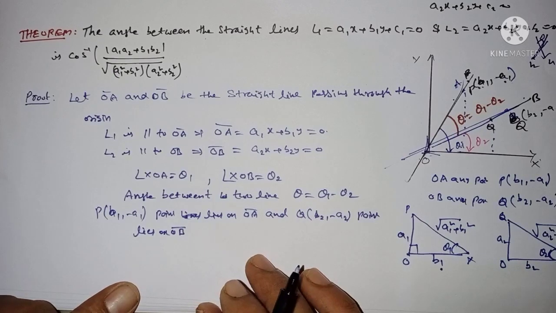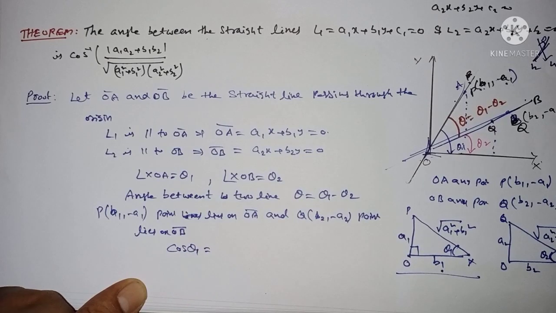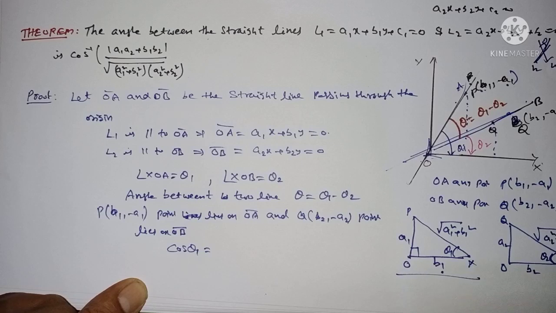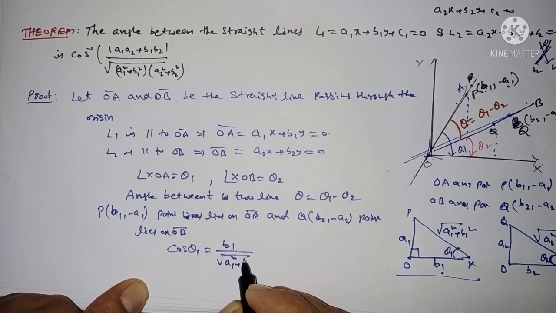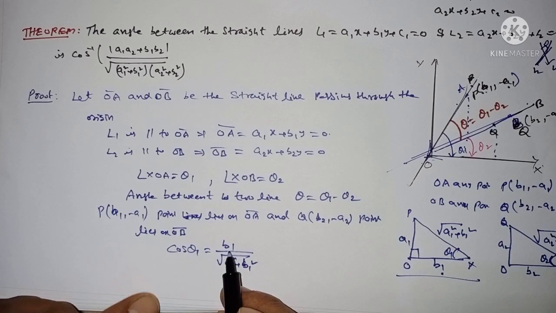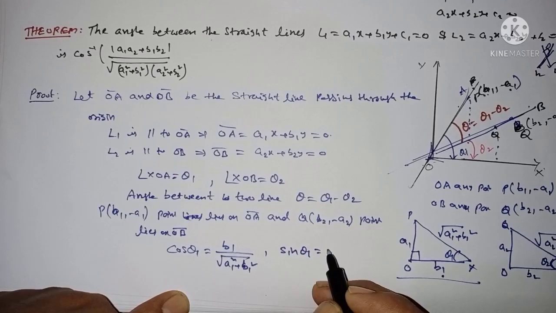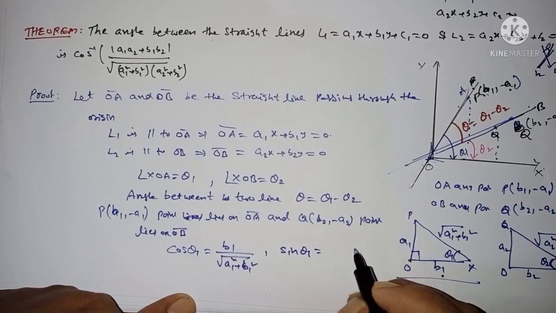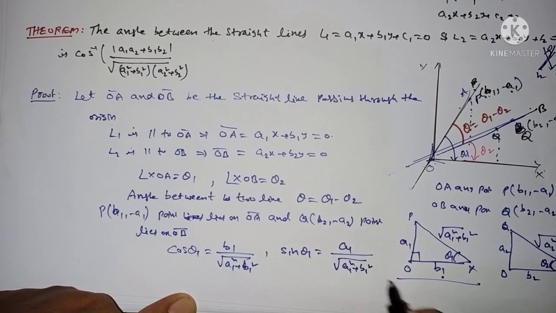Cos theta 1, in the first figure. What is the formula? Adjacent by hypotenuse: B1 by the square root of A1 square plus B1 square. And sin theta 1 is opposite by hypotenuse: A1 by the square root of A1 square plus B1 square.